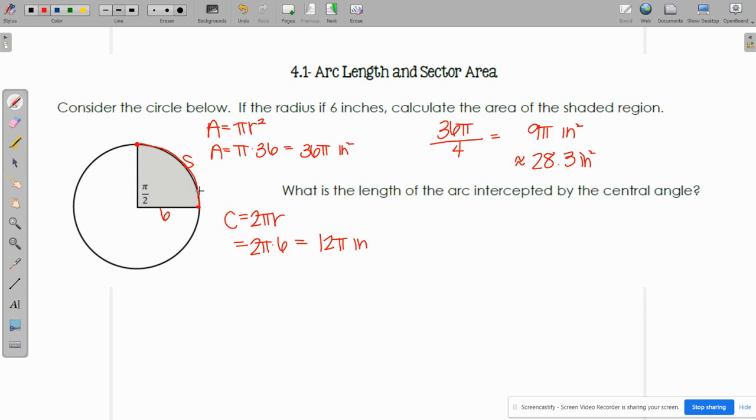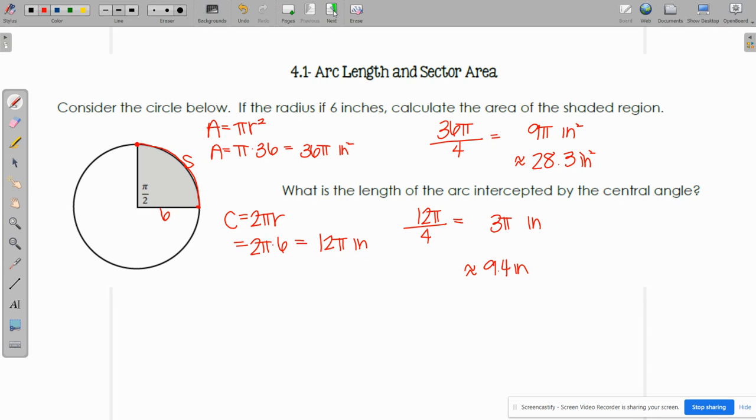But this is the entire distance around the circle. So again, since pi over 2 is 1/4 of the circle, we can say that this arc length is 1/4 of the entire circumference, which means I could take 12 pi and divide it by 4 and get 3 pi. So the length of this arc is 3 pi inches, which is approximately 9.4 inches.